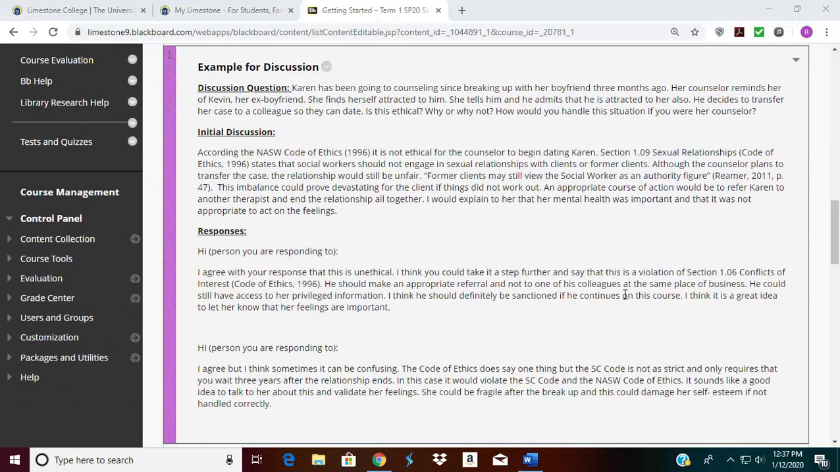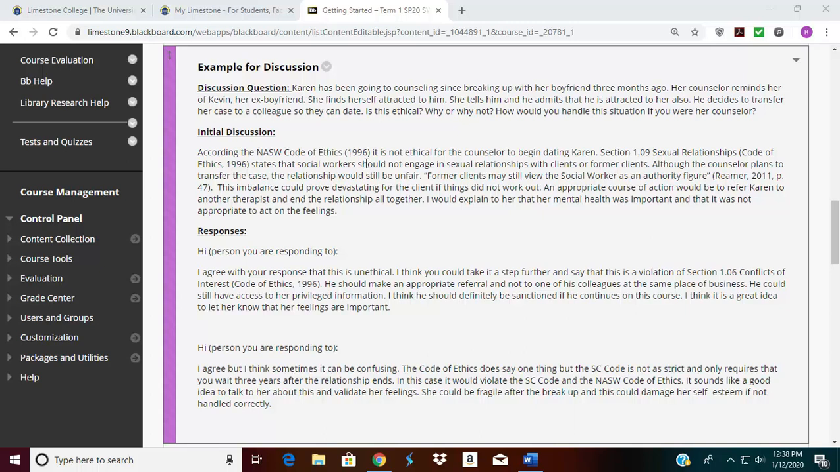This section is the example of the discussion section. I really want you to pay attention to this section because students tend to not respond with a reference in their discussion. You can see this initial discussion talks about an individual and a worker, basically where a counselor is engaged in some unethical situations. So this person's initial response, which is due on Thursday, said according to the NASW Code of Ethics 1996. So just be mindful, that's a reference.